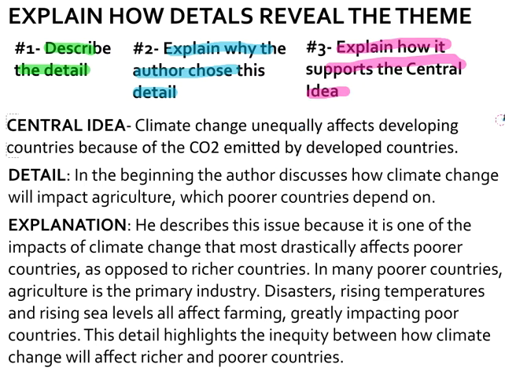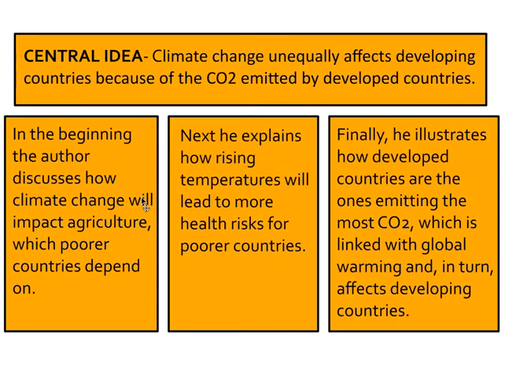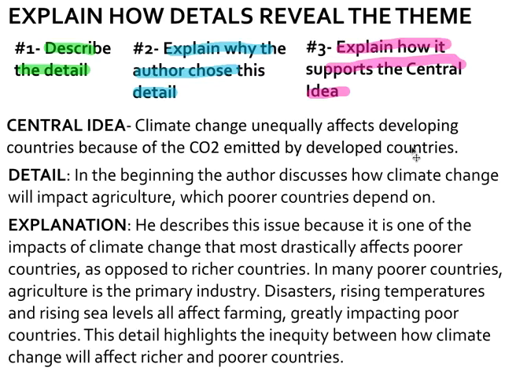Okay, so remember, our central idea is that climate change unequally affects developing countries because of the CO2 emitted by developed countries. So I'm going to work with just this first detail right here. In the beginning, the author discusses how climate change will impact agriculture, which poorer countries depend on. So I'm just looking at the detail about agriculture.